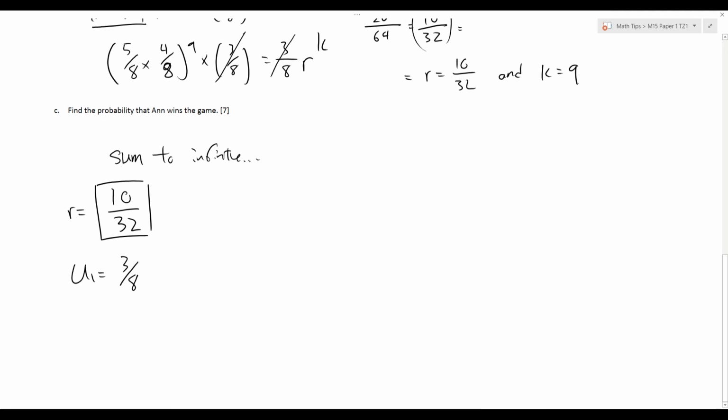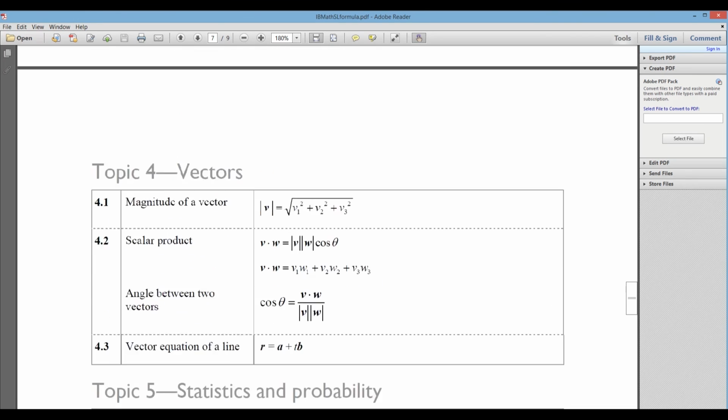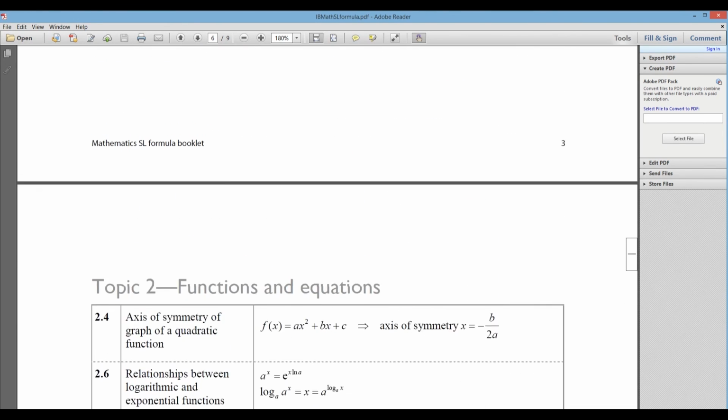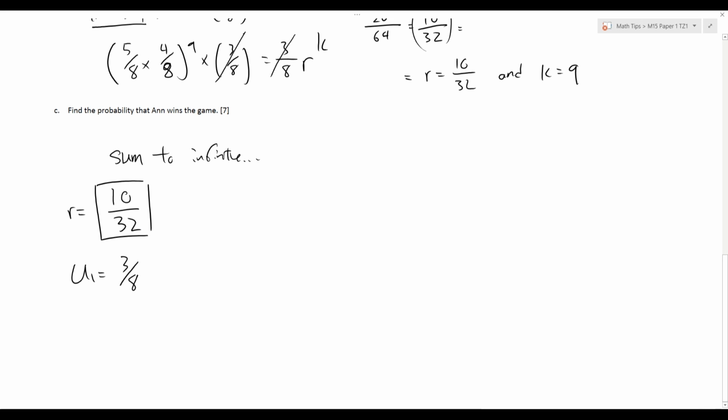So the sum to infinity equation says what? Sum to infinity is u1 over 1 minus r, where the absolute value of r is smaller than 1. All right, so we know that the equation is u1 over 1 minus r, and r is smaller than 1. Did I misread it? Smaller than 1, sorry. So okay, let's put it in. 3 over 8 divided by 1 minus 10 over 32.